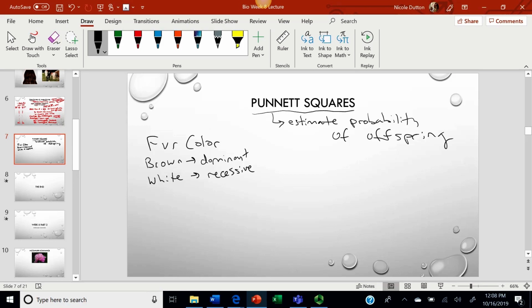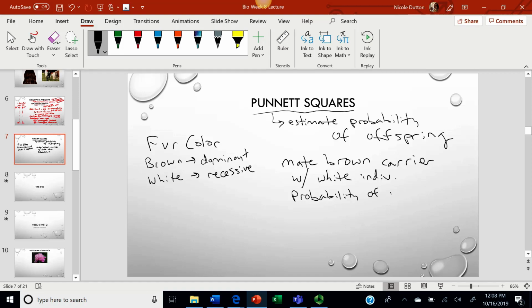Now in the problem, we're going to say we mate a brown carrier with a white individual. What is the probability of having white offspring?